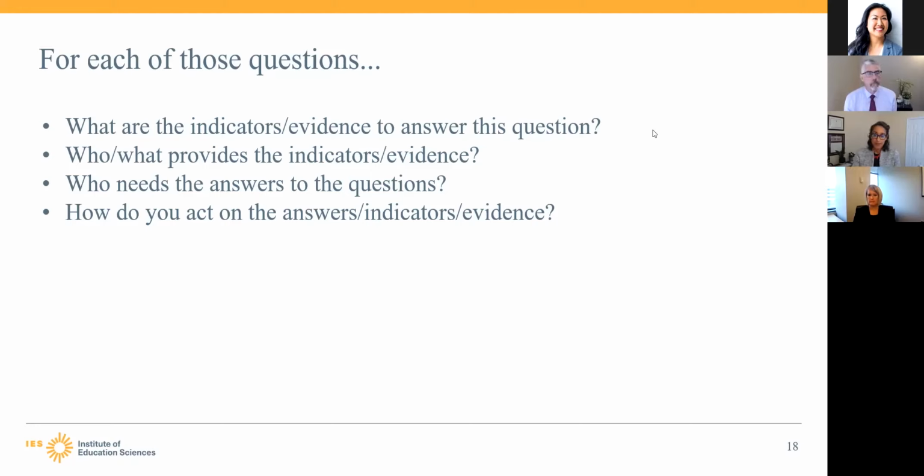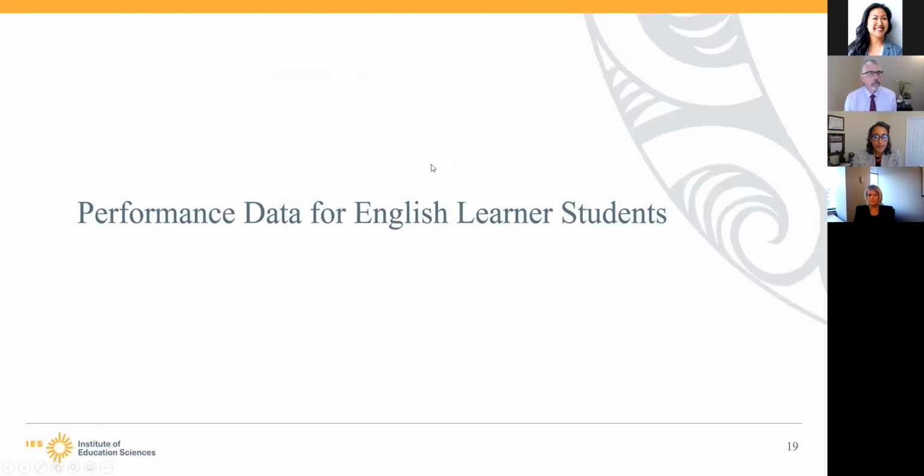And which leads to the last question: how do you act on these answers and indicators and evidence? So we're going to spend a little more time today digging into these kinds of questions.